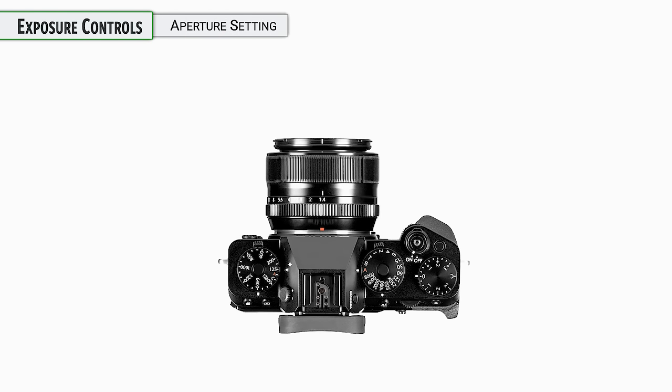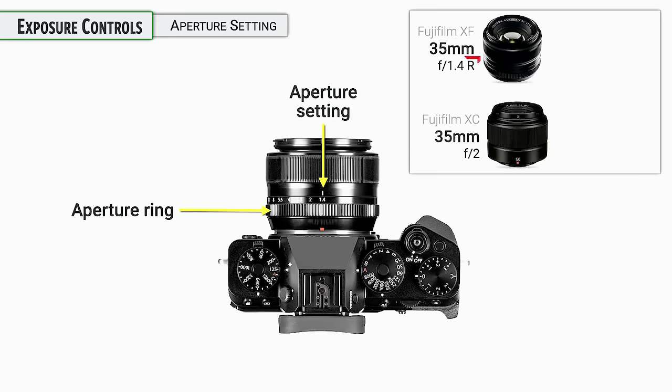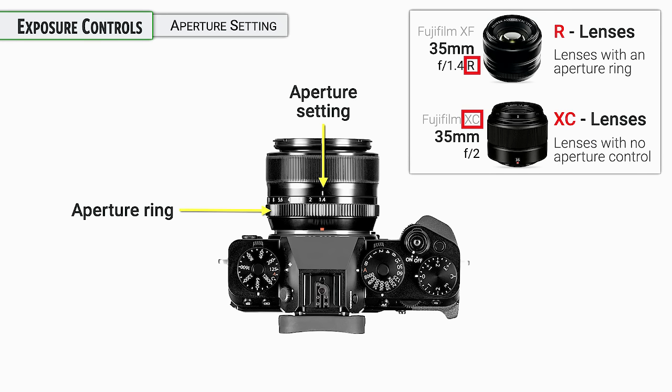All right, next up, let's talk about the aperture setting, which is going to be done on the lens in most cases. Most all Fuji lenses have an aperture ring, and you can turn it to whatever aperture setting you think is appropriate for your particular situation. Now, there are a number of lenses, and there are very few that are known as XC lenses. And these are more their inexpensive consumer lenses.